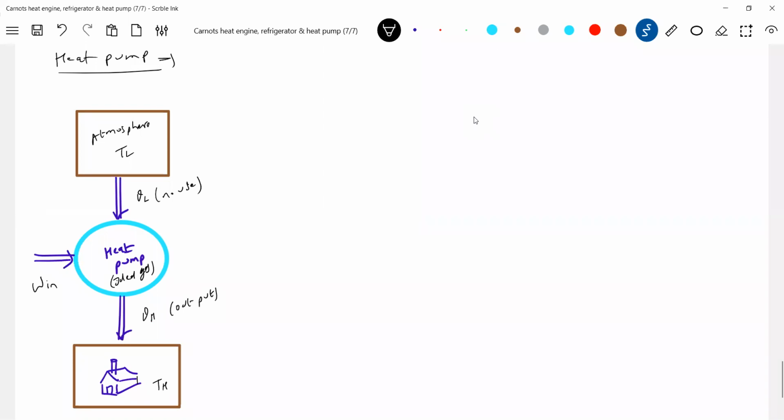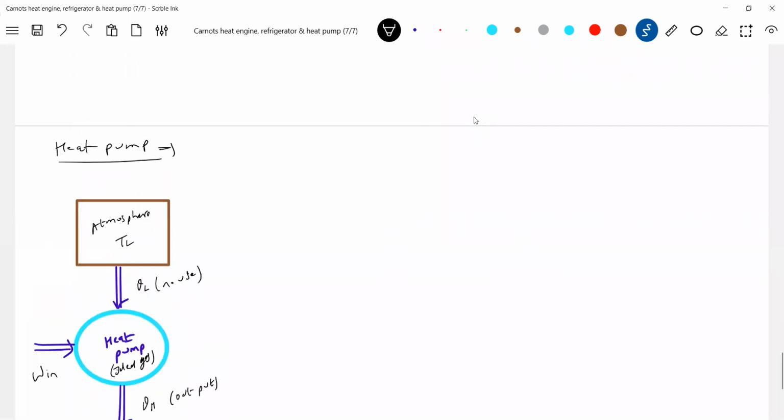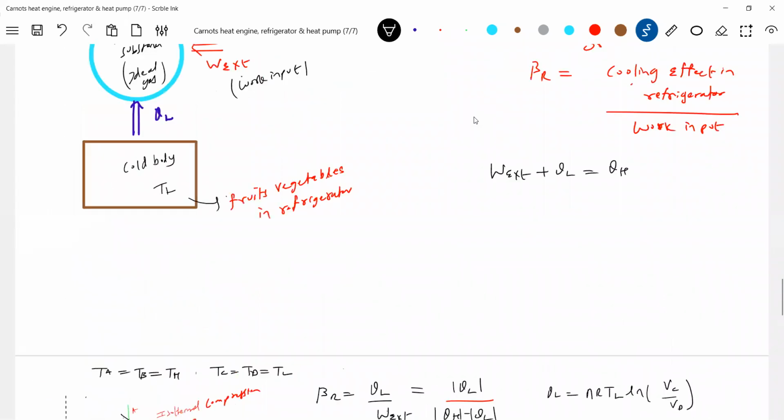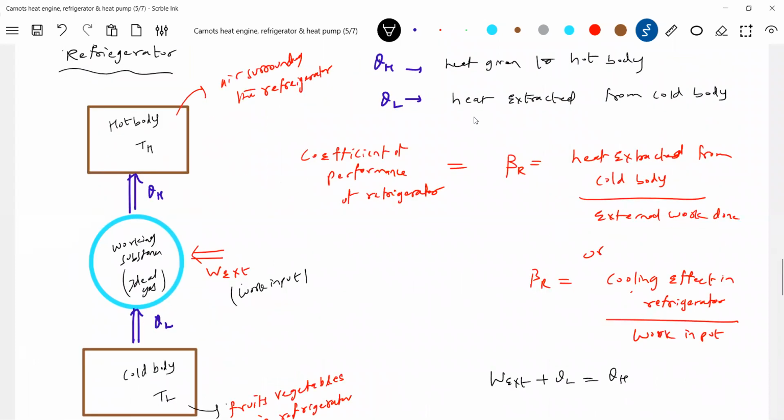Okay, so what is this heat pump? It contains ideal gas. Again, let's go back to the refrigerator, which is useful. So is this useful? QH. This is of no use, no? And what about the heat extracted? This is something useful.